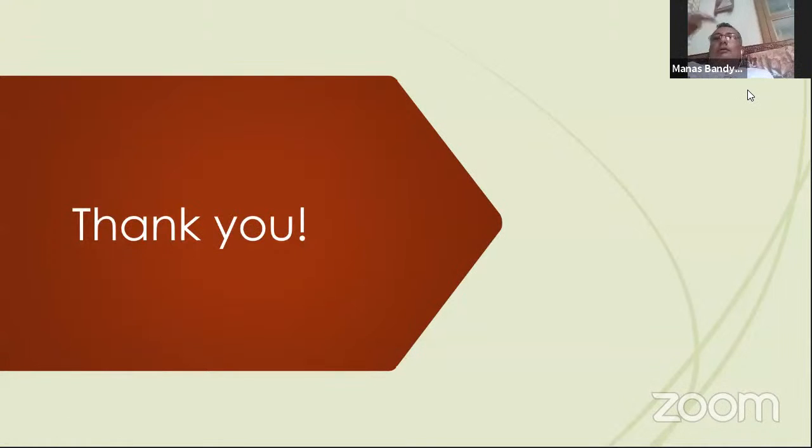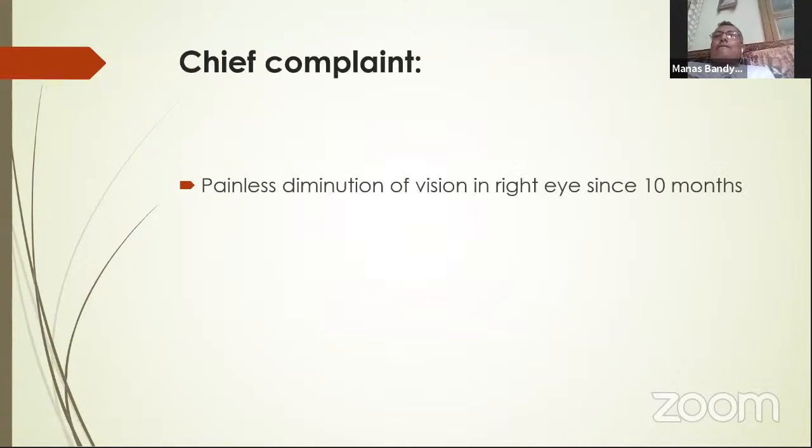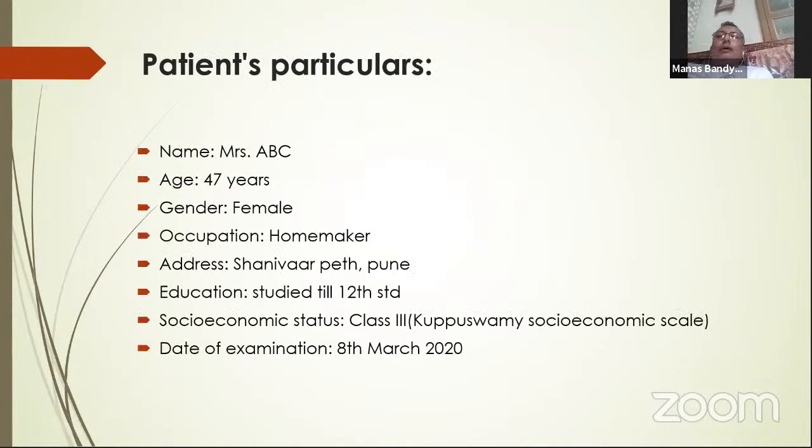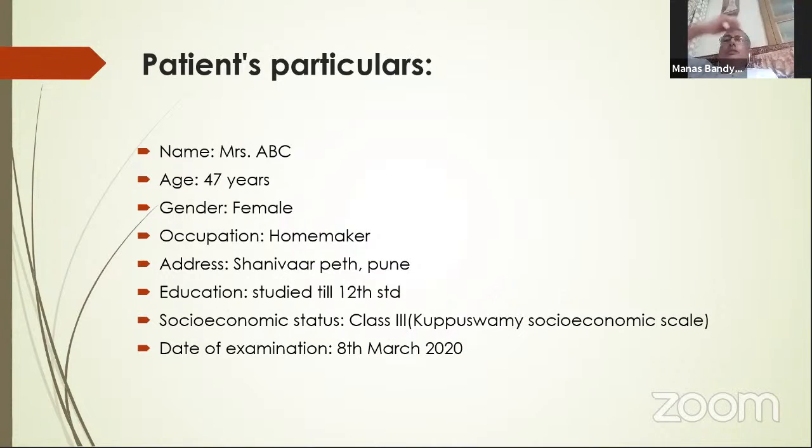Thank you. Could you please go back to your beginning? Okay, this patient's age is 47 years. Yes, sir. And you diagnosed it as a primary open-angle glaucoma. Yes, sir. So how did you say that this is a primary open-angle glaucoma? What are the points in favor of your diagnosis?